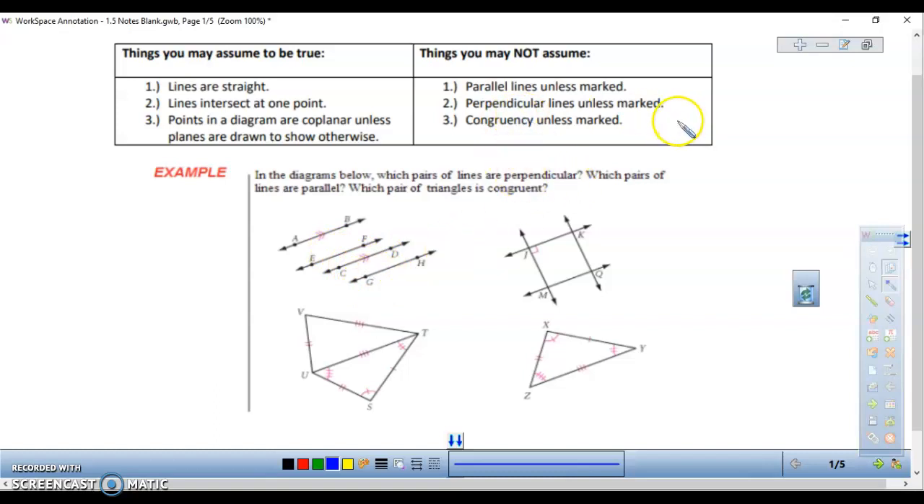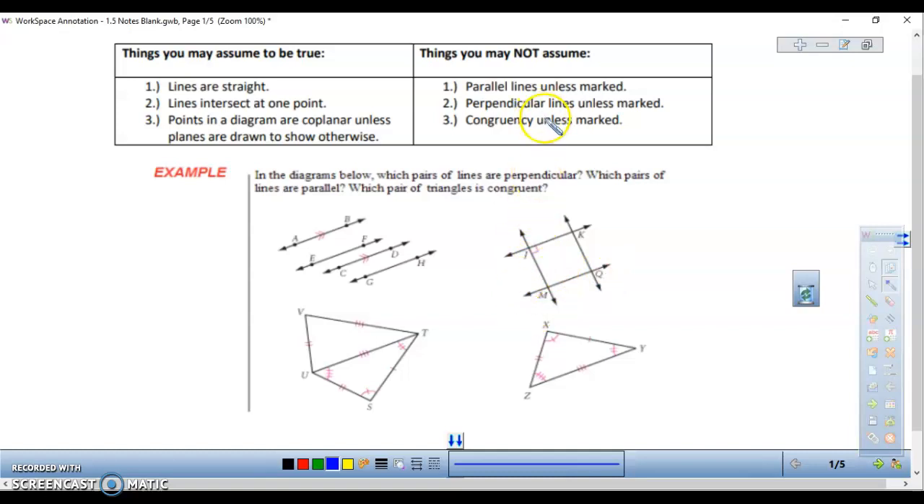Same with perpendicular. We can only be certain that lines are perpendicular if they have the little box there. So in this diagram, I know that line JK is perpendicular to line JM, but I cannot assume the other lines are perpendicular. I cannot assume JM is perpendicular to MQ. You cannot make those assumptions.